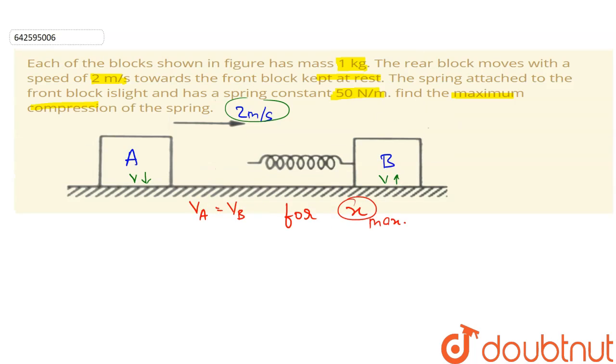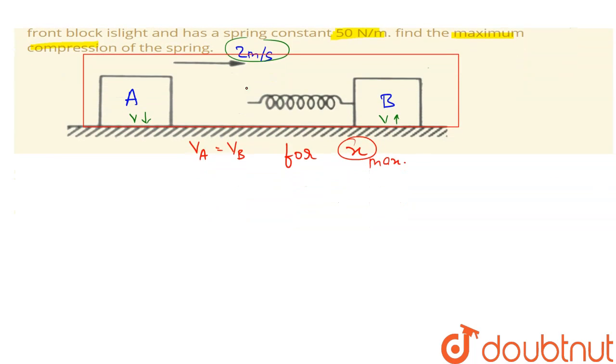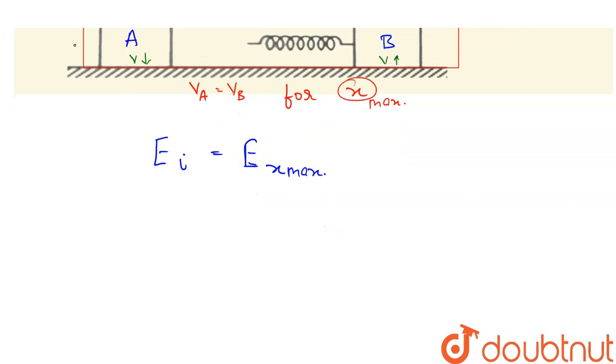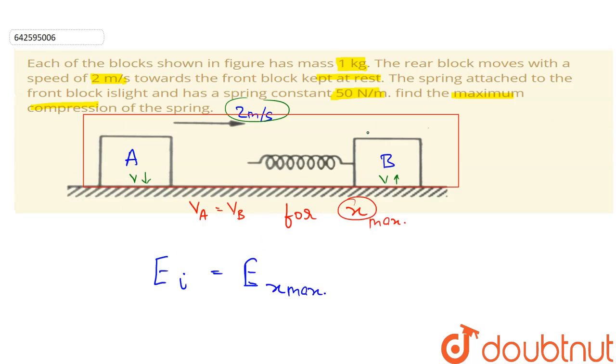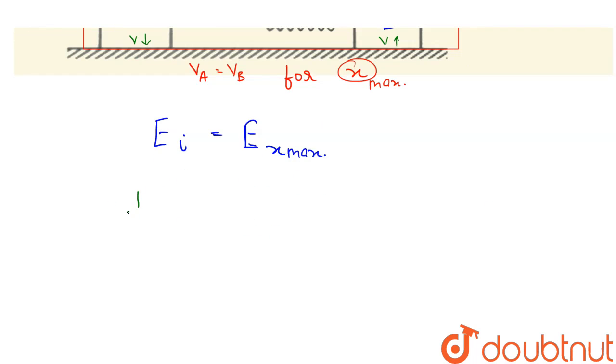Because of the presence of a spring, there won't be any loss of energy over the system, which consists of A and B and the spring. So the energy E of the system initially will be equal to the energy at the point of X max. Initially, only the kinetic energy of block A is present. Therefore, initial energy is equal to half into m into UA square.